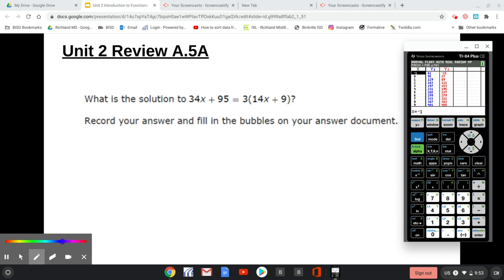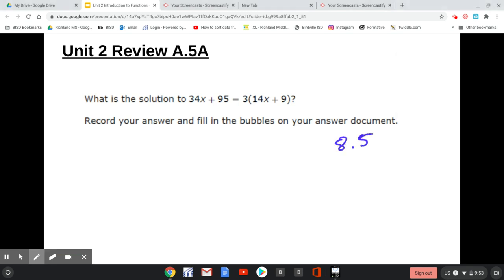I could hit second trace 5. And the lines aren't on there. Okay, there it is. Second trace 5, and we're going to get 8.5. Our number is 8.5.